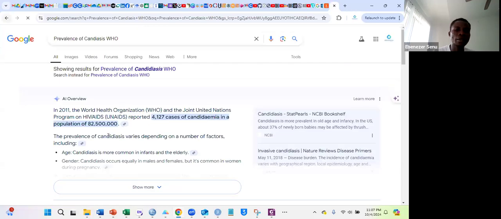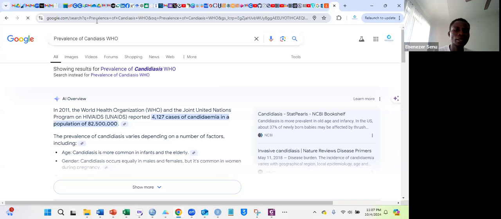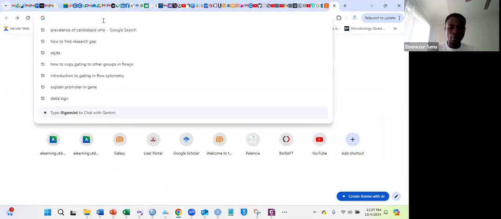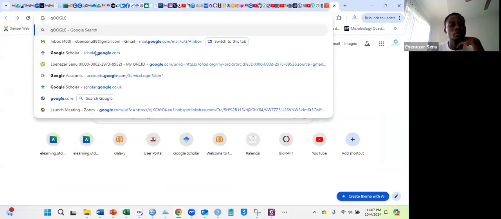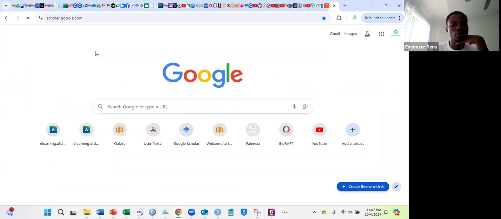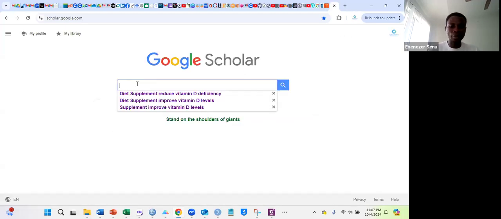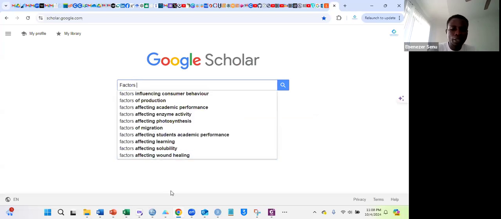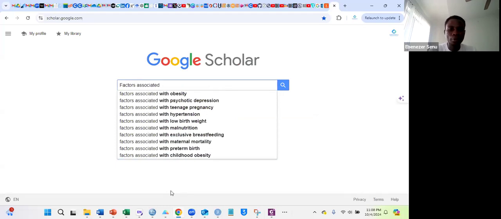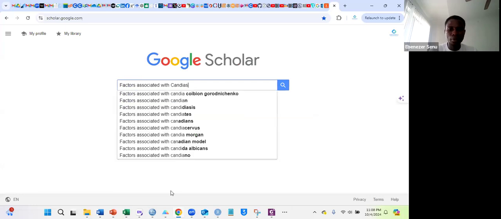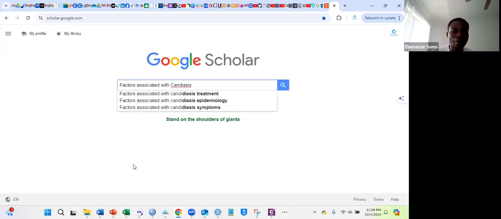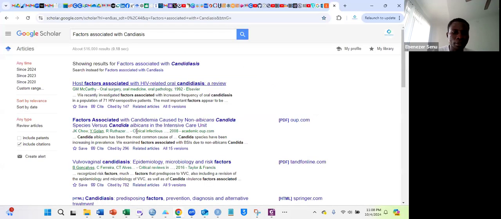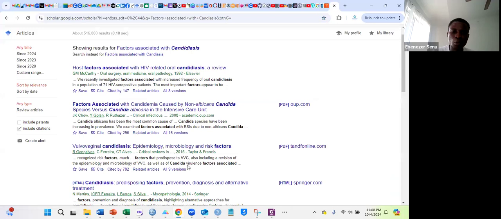But then when you are done, you can reference. There's a way we reference from websites. I'm sure because of time, someone will take you through that. But for example, let's say from Google Scholar, so I'll search Google Scholar. Maybe I want to look at factors. So you break down your topic into pieces. You don't search the whole thing. Maybe factors associated with candidiasis. Just this one, that's the main. You see already what papers. So you see this paper was published in 1994, which is too old. You have to look for a current one.